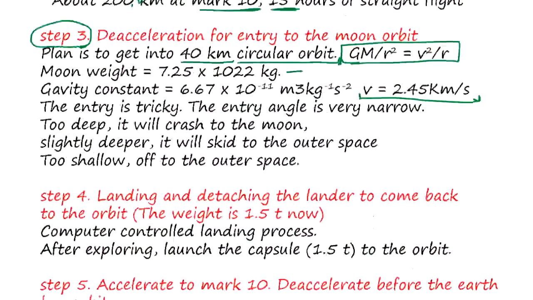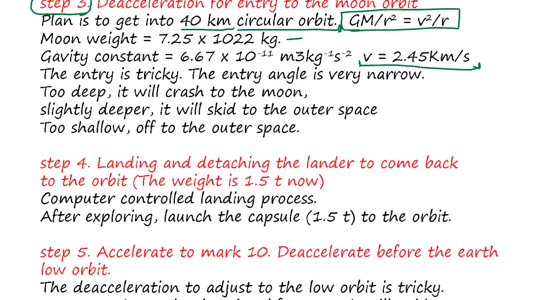Okay, now getting into orbit has a lot of issues. I'll explain this later. Okay, step 4 is landing and detaching the lander to come back. So the return module is 1.5 tons with plenty of fuel. When it arrives at Earth, it's going to be 1 ton. About half a ton of fuel is used.